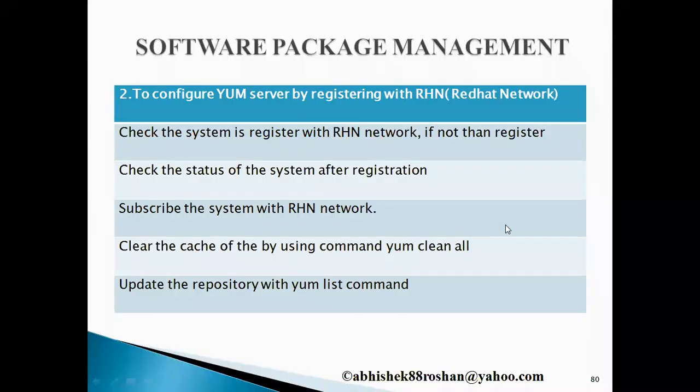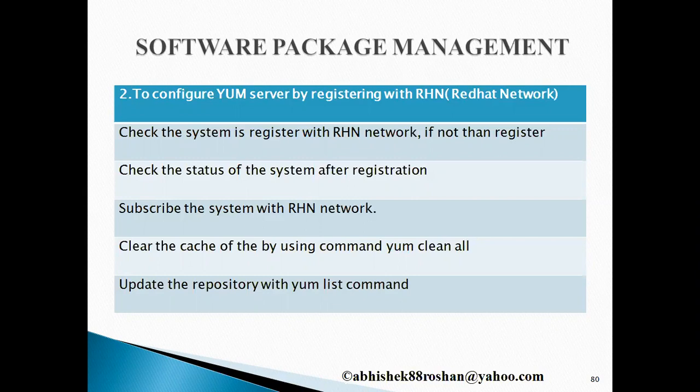To configure the YUM server by registering with Red Hat Network, what we need to do is first check whether the system is registered with Red Hat Network or not. If not, then we need to register it. Check the status of the system after registration. Then you need to subscribe the system with Red Hat Network. Clear the cache of the repository, whatever was there before, by using the yum clean all command, and then update the repository with the yum list command.